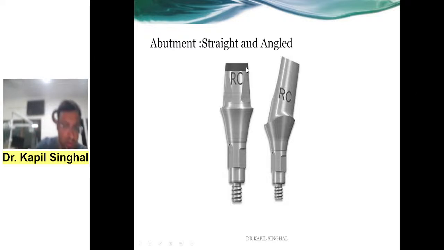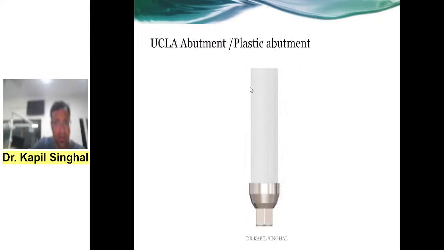So if you get a question, what are these? These are stock abutments, straight and angled. What is this? If you get a picture like this, that is basically an abutment. This is plastic, so it is known as a plastic abutment, also known as a UCLA abutment. They may ask you a question.